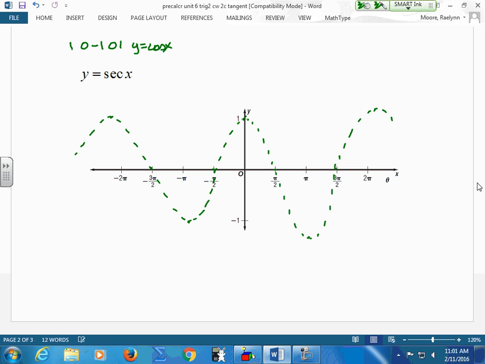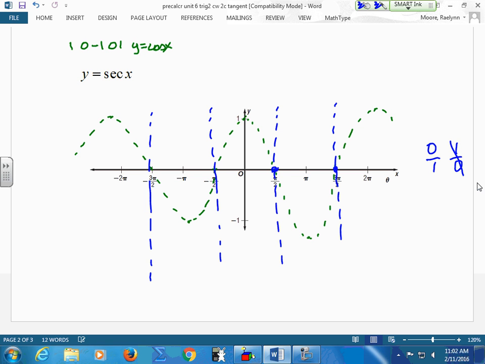Okay, so now, by looking at this, what angles are going to have an undefined secant? 3 pi over 2, 270, right? What are we finding? The zeros, right? What else? Negative pi over 2. And how did you know that? Because the zeros: anytime you have a 0 and you take its reciprocal, you put it over 1. As soon as I flip this over, undefined.